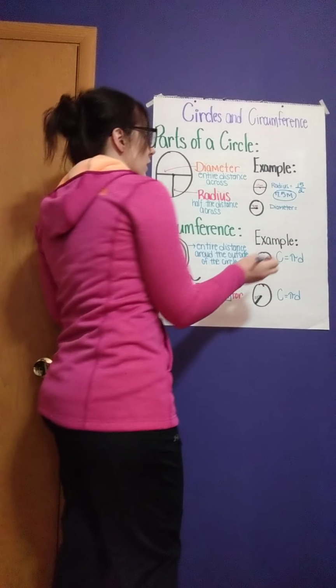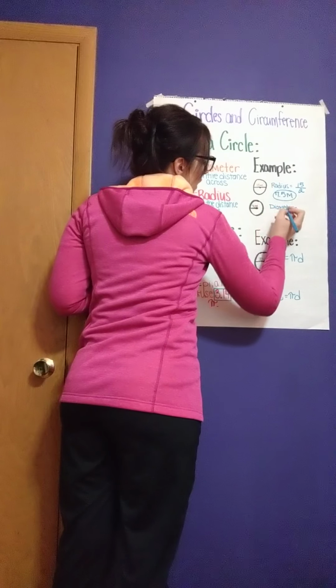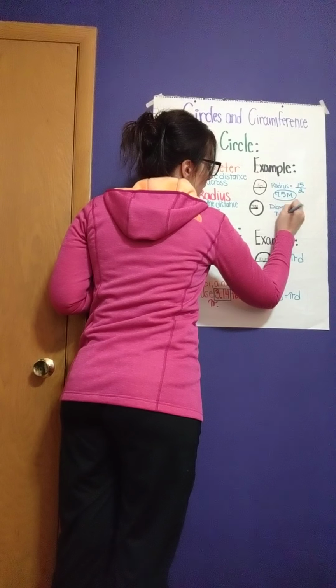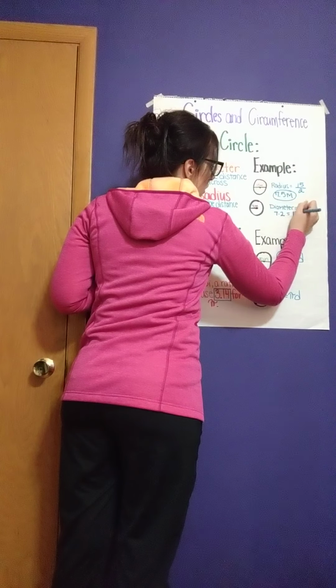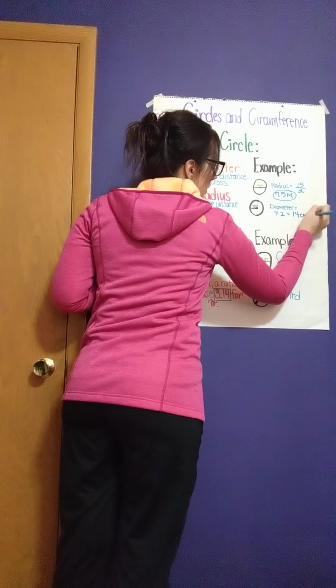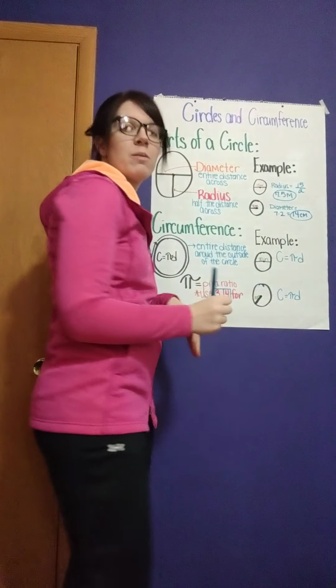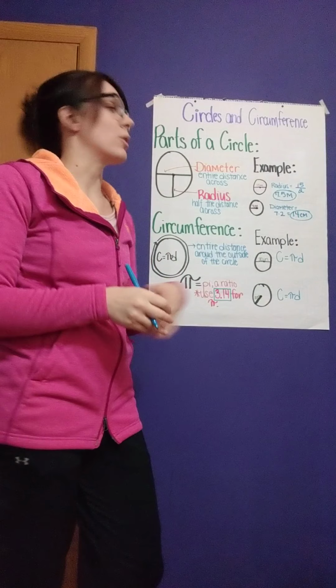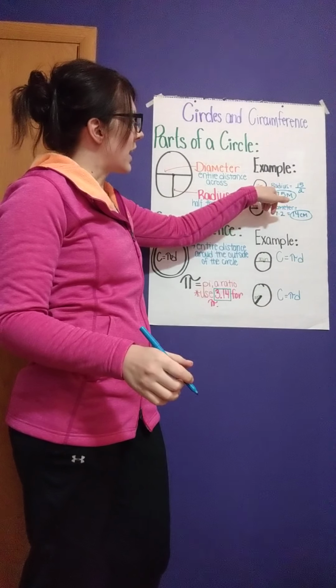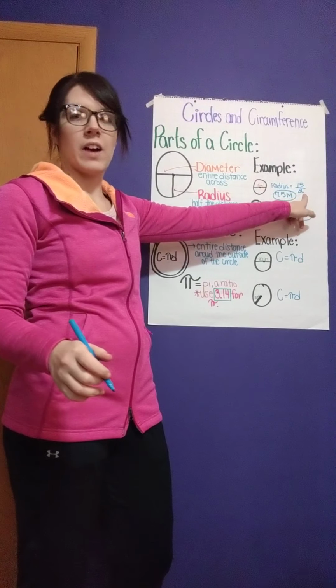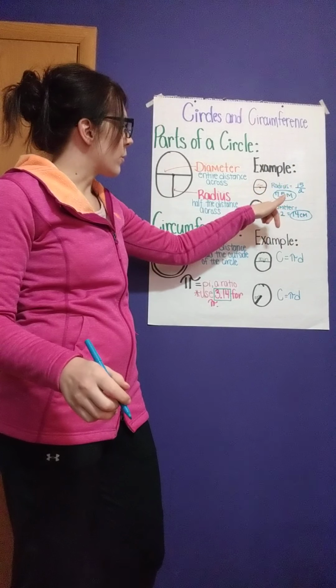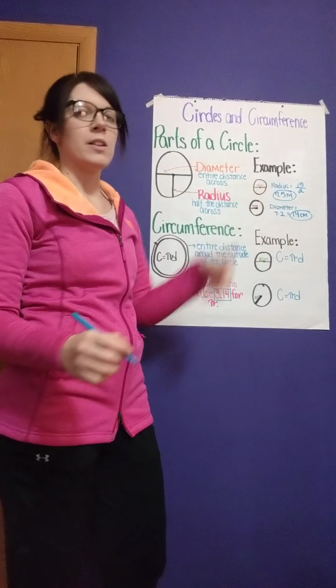Now, if I'm given the radius and I need to find the diameter, I need to go another way across. So if I have 7 here, the other half of that, I would multiply by 2. And that would give me 14 centimeters. So again, to go from diameter to radius, we're dividing by 2. To go from radius to diameter, we're multiplying by 2.